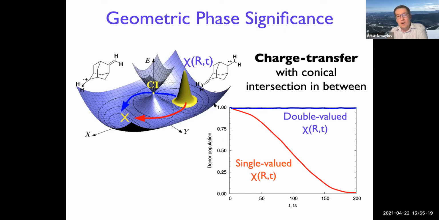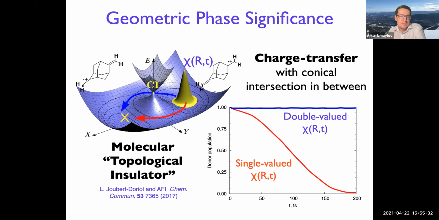If you don't account for that, then naturally, as in any double-well problem, you have tunneling and coherent oscillations back and forth between the two wells. We call this type of system molecular topological insulators, because topology is responsible for the insulating property, essentially the freezing of the charge transfer.